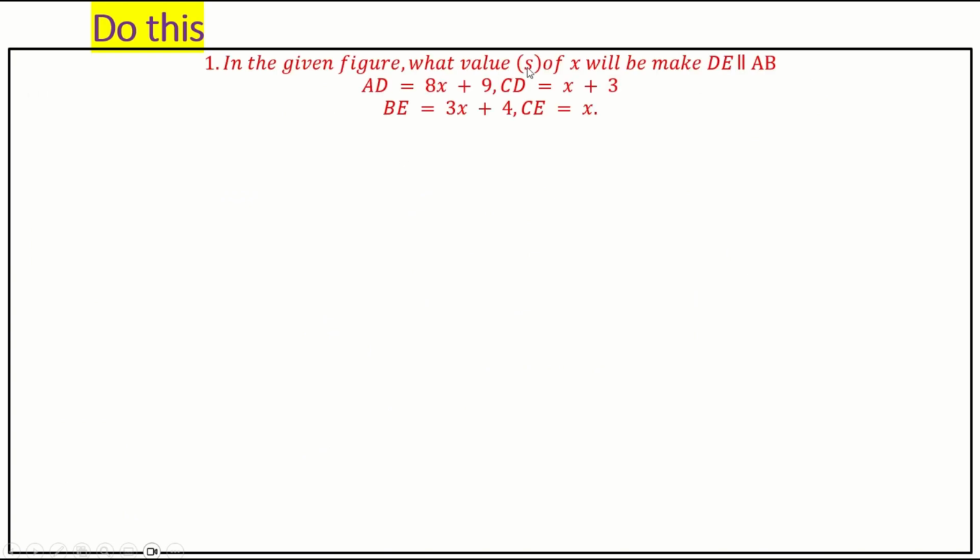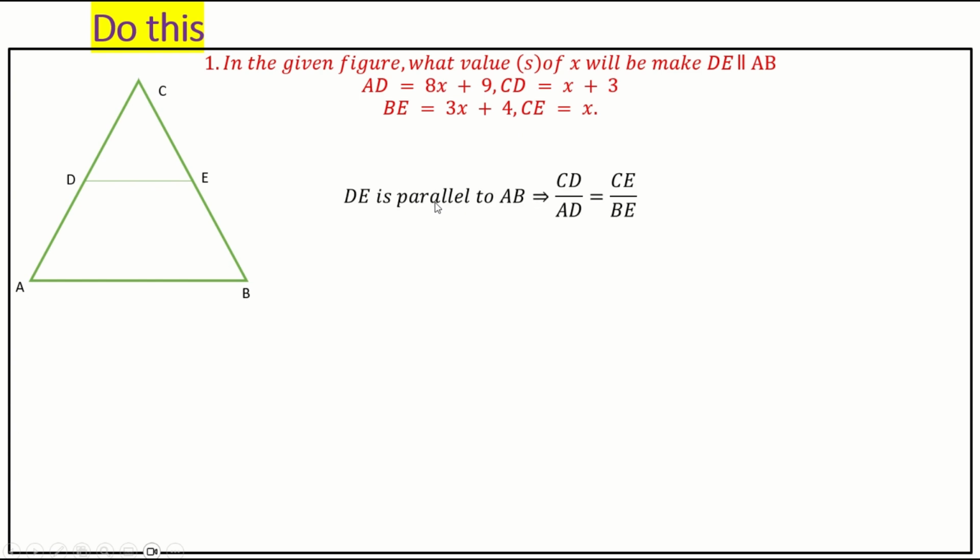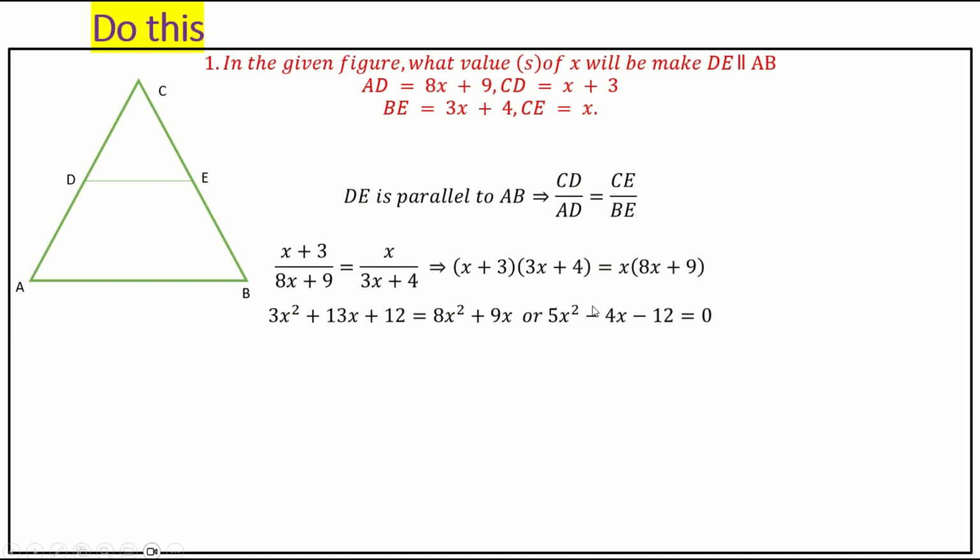In the given figure, what value of x will make DE parallel to AB? This is the triangle. AD equals 8x plus 9, CD equals x plus 3, BE equals 3x plus 4, CE is x. So we know the ratio. If DE cuts these lines in this ratio, only then is DE parallel to AB. Correct? So substitute the values. x plus 3 by 8x plus 9 equals x by 3x plus 4. Do the cross multiplication. This is what you will get.